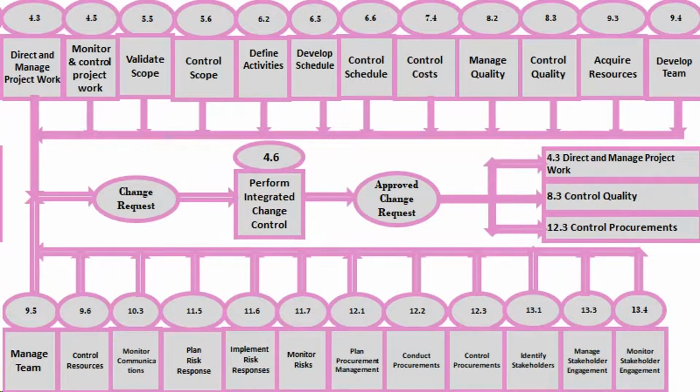In the case of a defect repair, once the repair has been completed, the control quality process is performed to verify the repair has been correctly done. In case of modifications to the terms and conditions of the contract, the change request is implemented as part of the control procurements process.